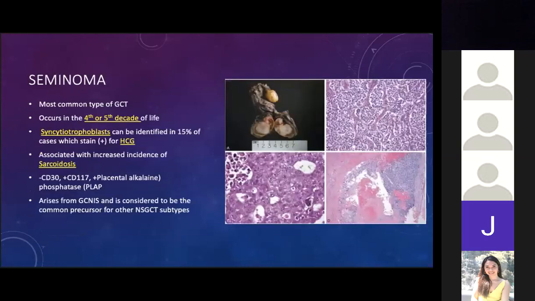So for seminoma, seminoma is the most common type of GCT. It occurs in the 4th or 5th decade of life, and syncytiotrophoblasts, which stain for HCG, can be identified in 15% of cases. It's also associated with an increased incidence of sarcoidosis. And it arises from germ cell neoplasia in situ and is considered to be the common precursor for other non-seminoma germ cell tumor subtypes.